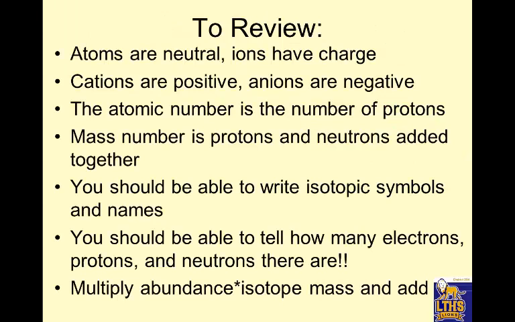Just to review, and I like to play music when we review, remember, atoms are neutral. Ions have charge. Cations are positive. Anions are negative. The atomic number is the number of protons. Mass number is protons plus neutrons. And then you should be able to write the symbol and name of an isotope, tell me how many electrons, protons, and neutrons there are, and then calculate atomic mass by multiplying abundance times mass and then adding them together.